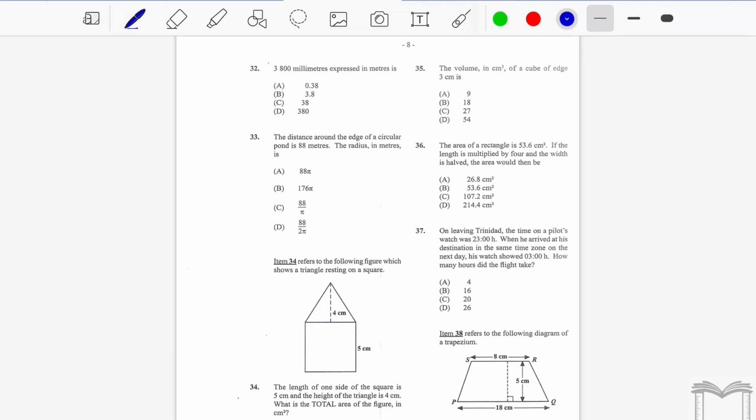Please pause the video and attempt numbers 32 to 38.